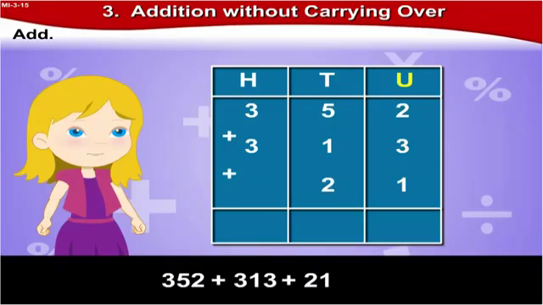Now let us see the units column. 2 units plus 3 units is 5 units, plus 1 unit is 6 units. In the tens column, 5 tens plus 1 ten is 6 tens, plus 2 tens is 8 tens. In the hundreds column, it is 300 plus 300, that is 600. So it is 600, 8 tens, 6 units, that is 686.